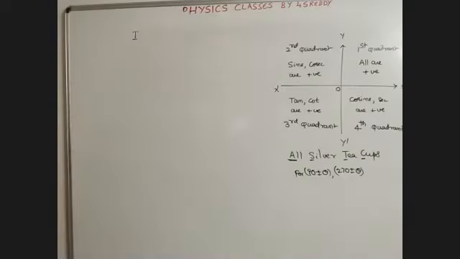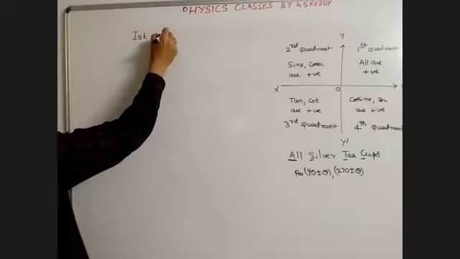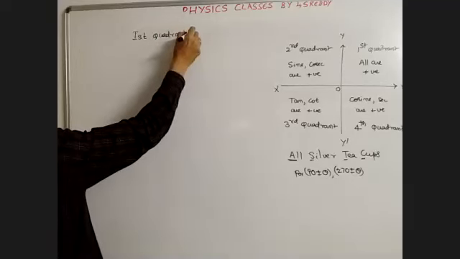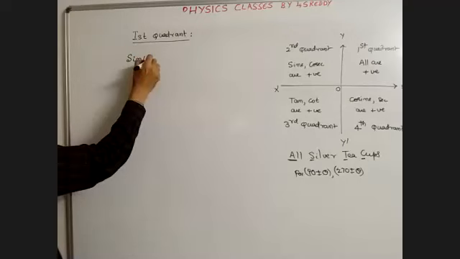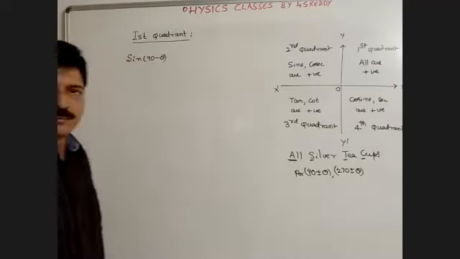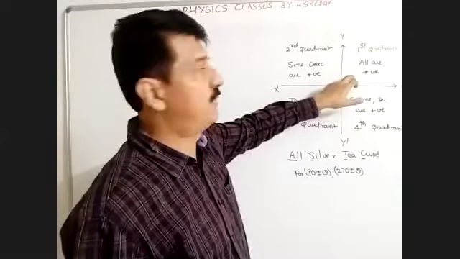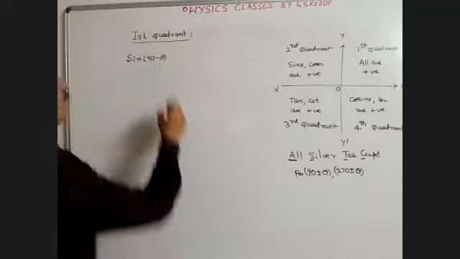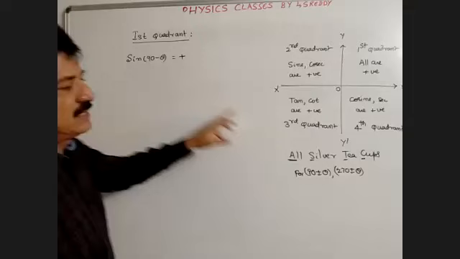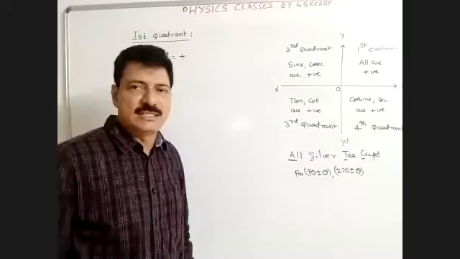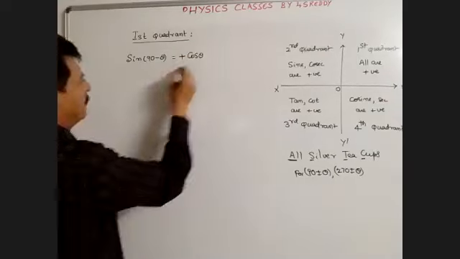Based on that, first, how to find the values in the first quadrant. Suppose I take sine of 90 minus theta. Sine 90 minus theta means it is the first quadrant. In the first one, all are positive. So first the sign will be plus. Then 90 minus theta: for 90 and 270, sine changes to cos. Yesterday we have written. So this is plus cos theta.